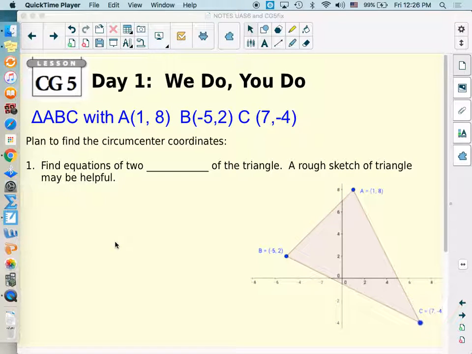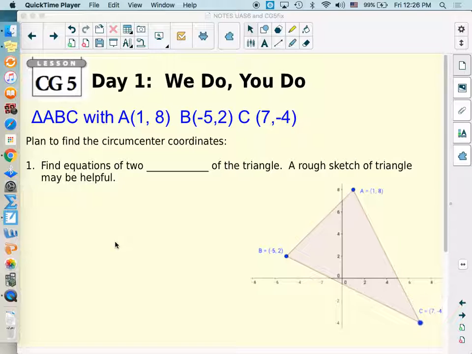This is the Day 1 lesson video for Coordinate Geometry 5. Coordinate Geometry 5 uses skills that you have learned from all of your experiences in algebra and geometry and puts them together. None of these are skills that you haven't seen or done in other ways, and you're bringing them together in one place. On Day 1, we're doing it we do, you do style, where we'll go through one together on the video, and you'll do the same on the notes page.